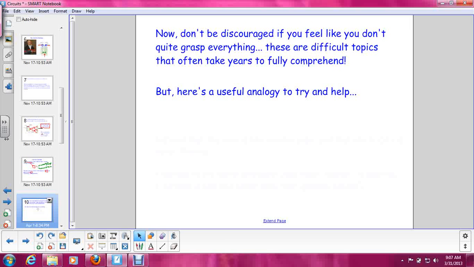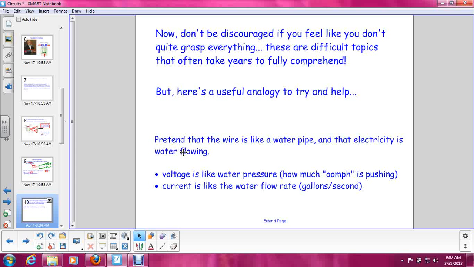But don't be discouraged if you don't feel like you're grasping all of this. It's very, very difficult to understand, especially because we can't see electricity. We cannot watch these things happen. But here's an analogy to try and help. Pretend a wire is like a water pipe, and electricity is the water flowing through it.